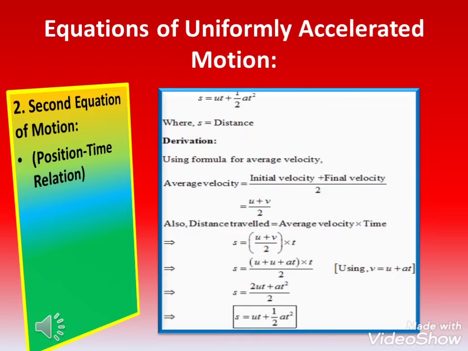Now again, what is v? v is equal to u plus at. So we have the equation s is equal to u plus v by 2, and instead of v we put u plus at, by 2, into t. We are using here v is equal to u plus at. By solving this, we will get s is equal to ut plus half at square.